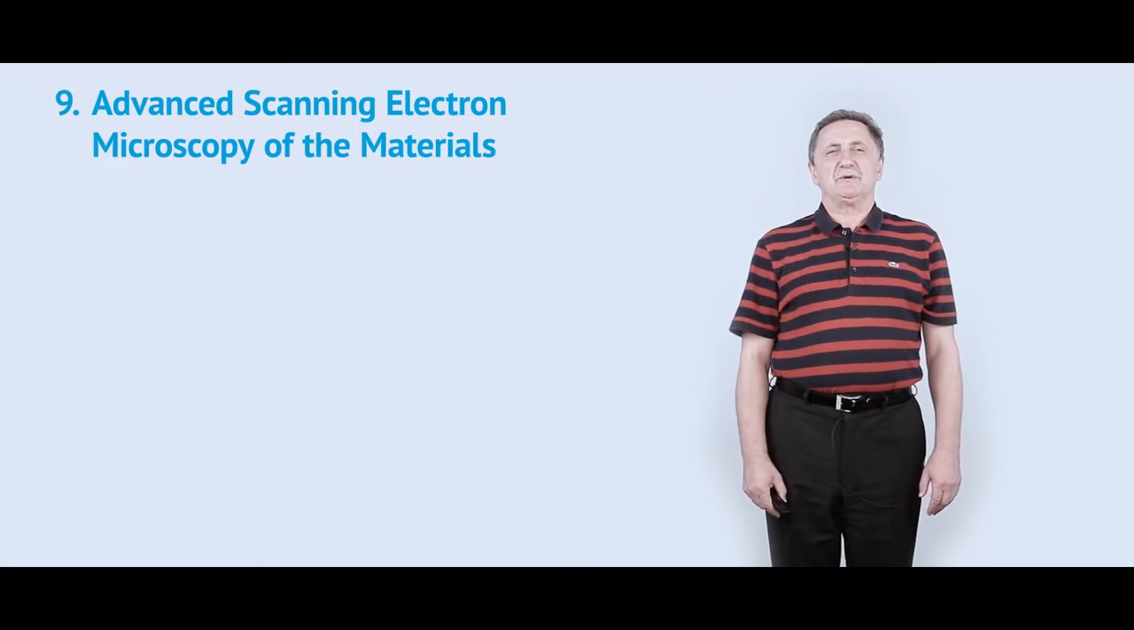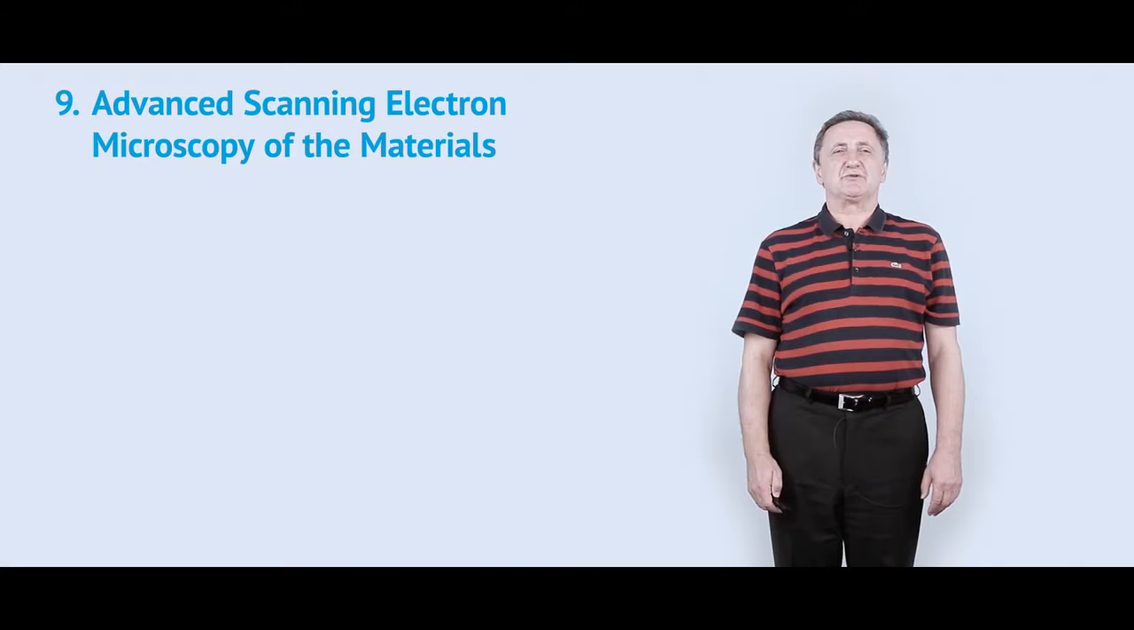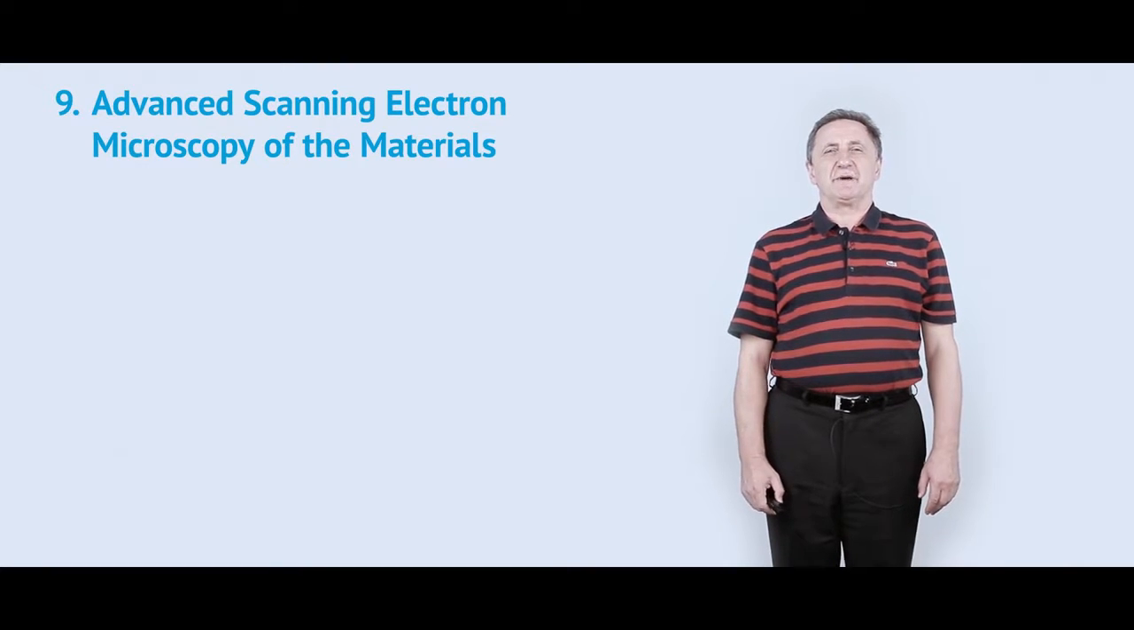We talked about a couple of methods which are used to investigate atomic structure. I'm talking about transmission electron microscopy, and crystal structure. I'm talking about X-ray diffraction analysis. So today we will talk about a method which is widely used to investigate microstructure, scanning electron microscopy.